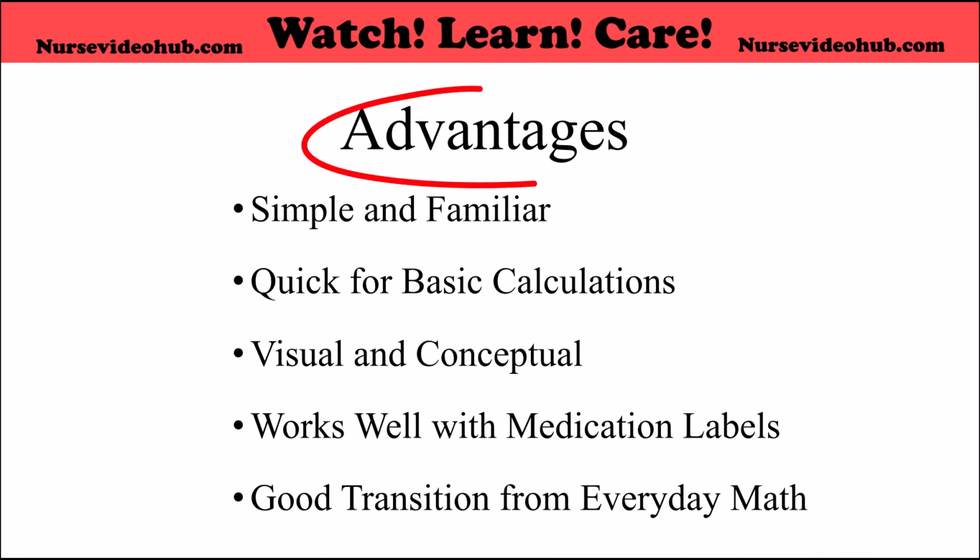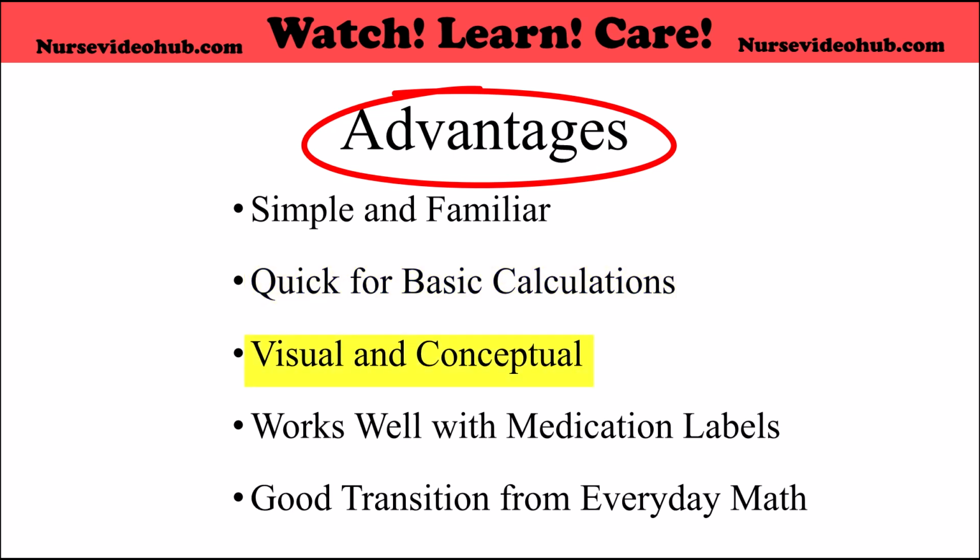There are advantages of the ratio proportion method. Number one, it's simple and familiar. It feels intuitive for many because it's similar to basic algebra or real-life comparisons. If one pill equals 10 milligrams, how many pills equals 50 milligrams? Number two, it's quick for basic calculations. It's especially efficient for simple dosage problems.